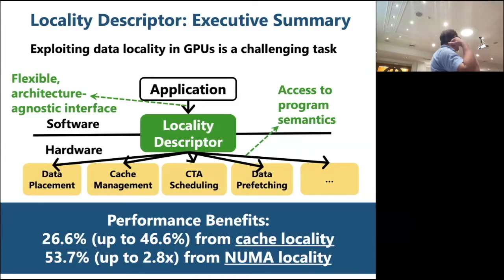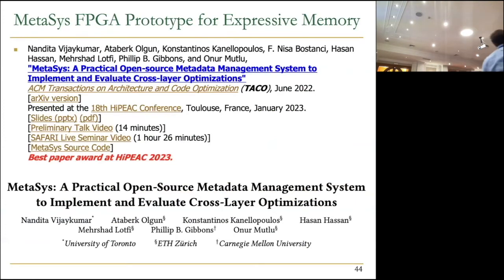So this is an example prototype that we did with NVIDIA. Later, we actually extended this prototype. We designed an FPGA-based prototype. This was published at HiPEAC in 2023. And people thought it was worthy of a Best Paper award. So thank you. Basically, this is an FPGA prototype that you can download. You can actually use it yourself.